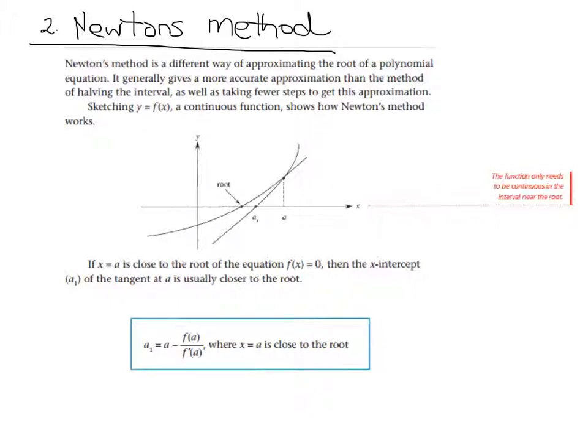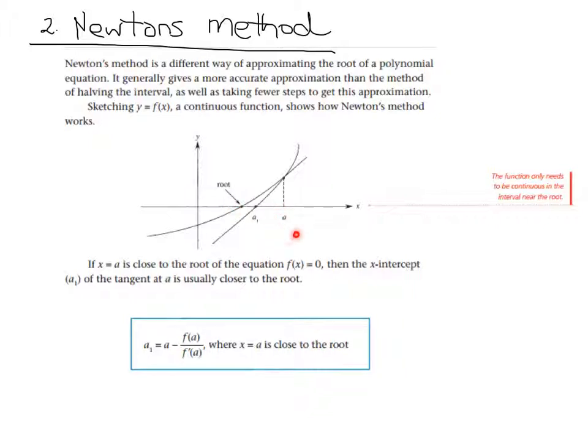The second way of finding roots by the iterative methods is Newton's method. And Newton's method gives a much more accurate approximation of the roots. It uses calculus. And basically, what happens is if we look at the curve that's given here, there's the curve, and the root is being pointed out there.